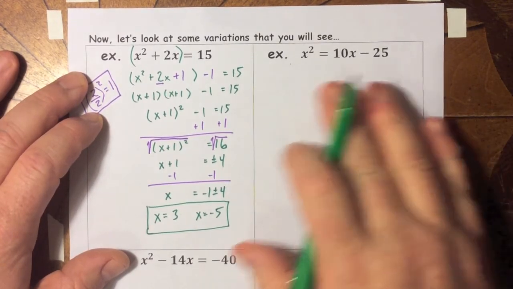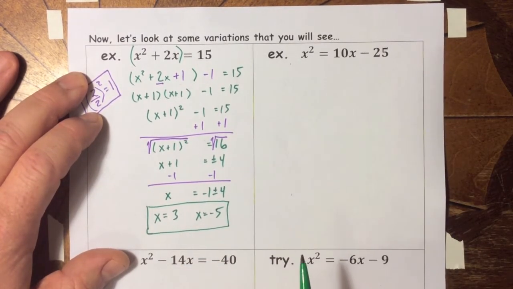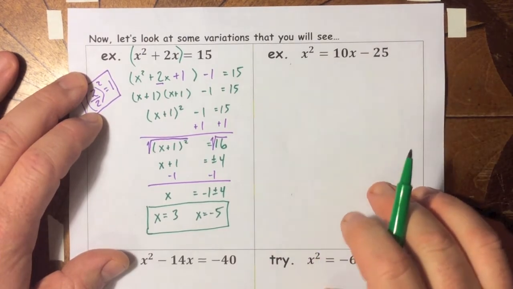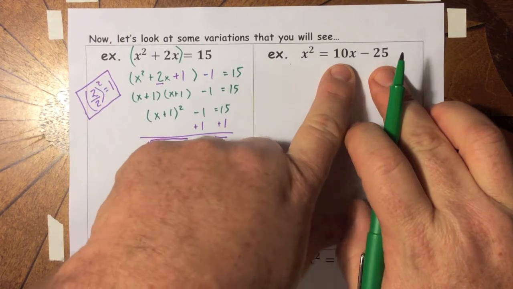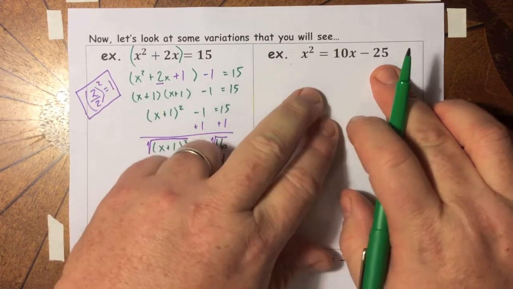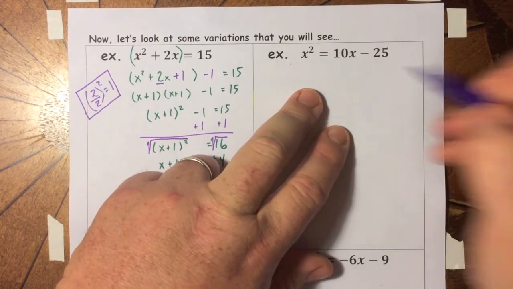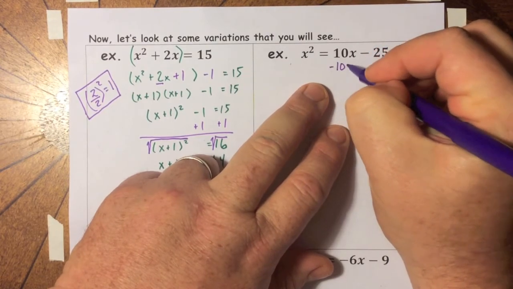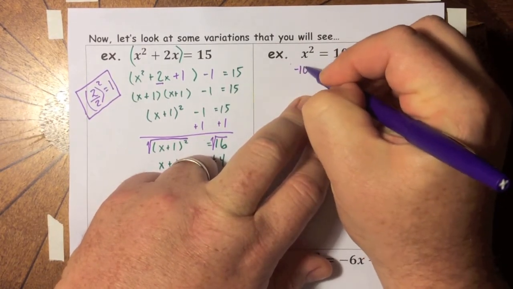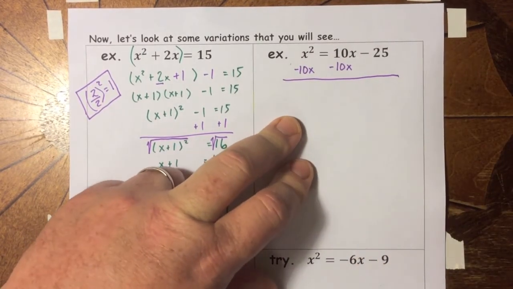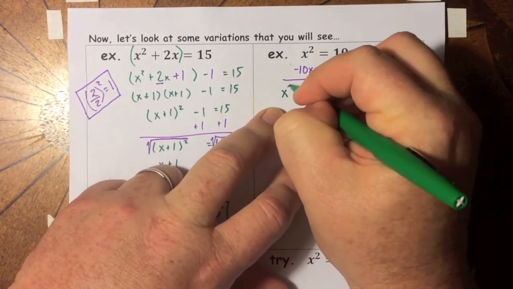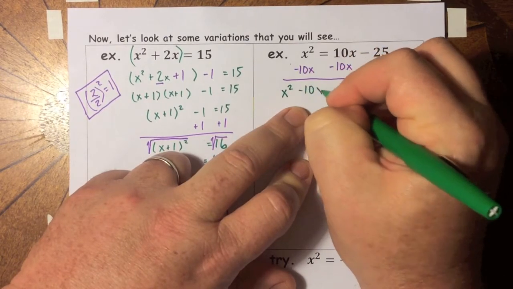Some students like to move everything over so that it's equal to 0. Other students will leave the 25 there. I'm just going to leave the negative 25 there. I have to move the 10x to the other side. So I'm actually going to begin this by subtracting 10x on both sides so that I have two terms, that quadratic term and that linear term. So I need to start off with that.